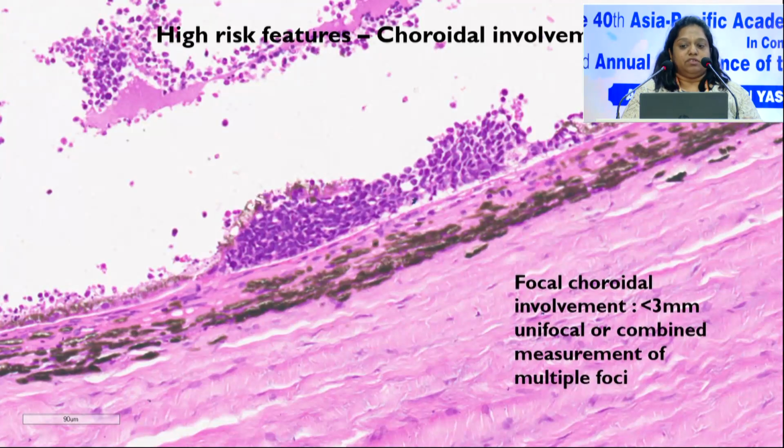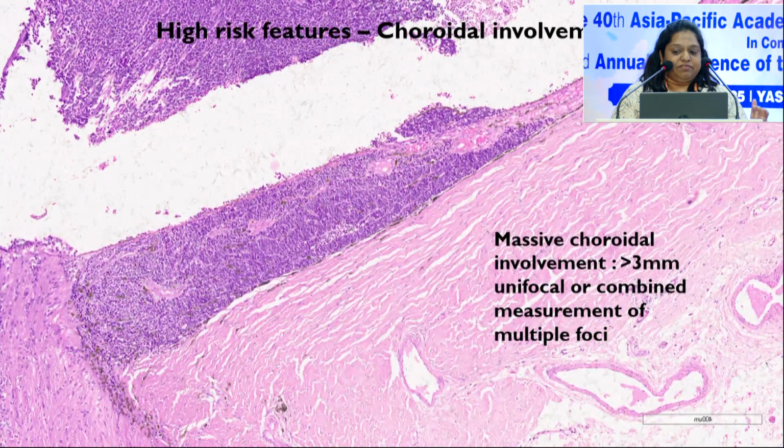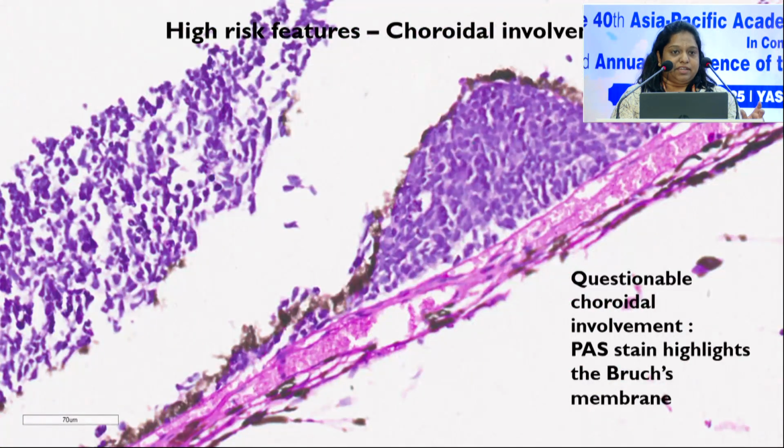And also the choroidal involvement, how do you call it, focal or massive? Focal is when there is involvement less than 3 mm, and massive when the involvement is greater than 3 mm. And whenever you have a doubt whether it's involved or not, you have to carefully look at the Bruch's membrane, which is usually highlighted on a PAS stain. Just see if it is intact or there is any rupture of the Bruch's membrane, and that will hint whether the choroid is involved or not.